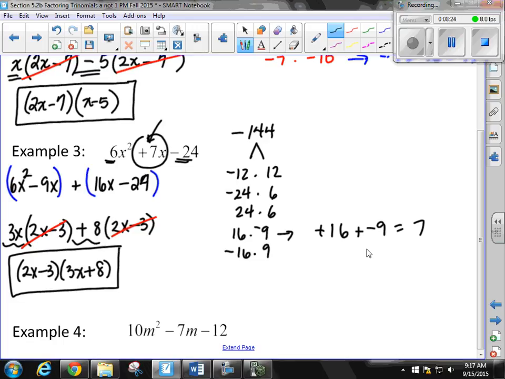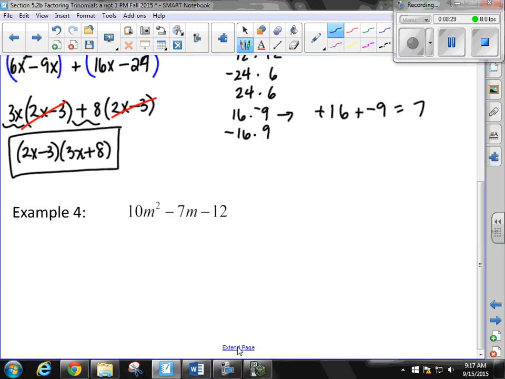I have another example for you. This is going to be our last example. A times c, 10 times negative 12 is negative 120, and I need factors of 120 that are going to add up to give me negative 7 in the middle. And I need a positive and a negative.